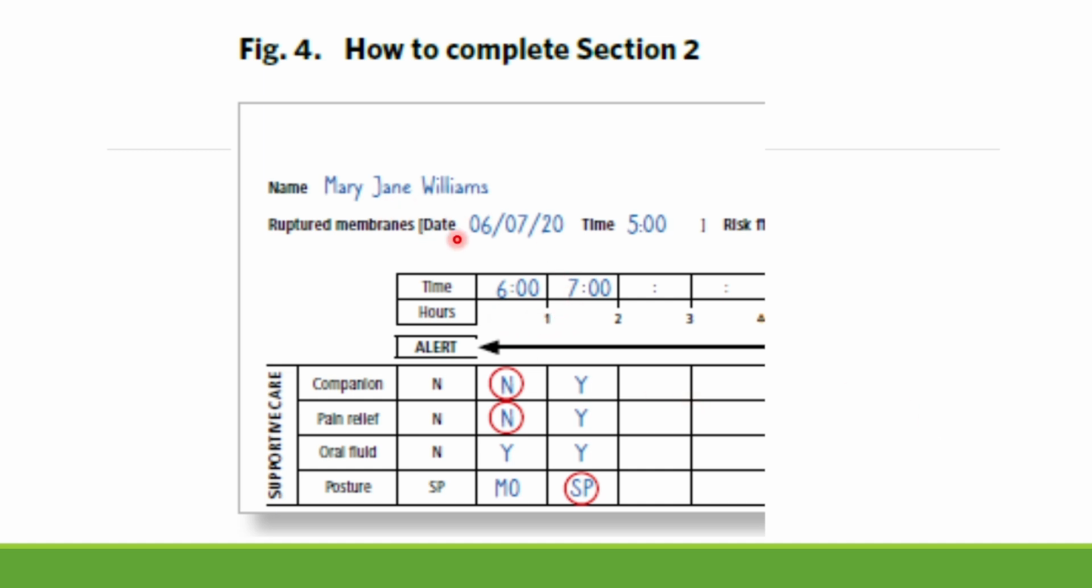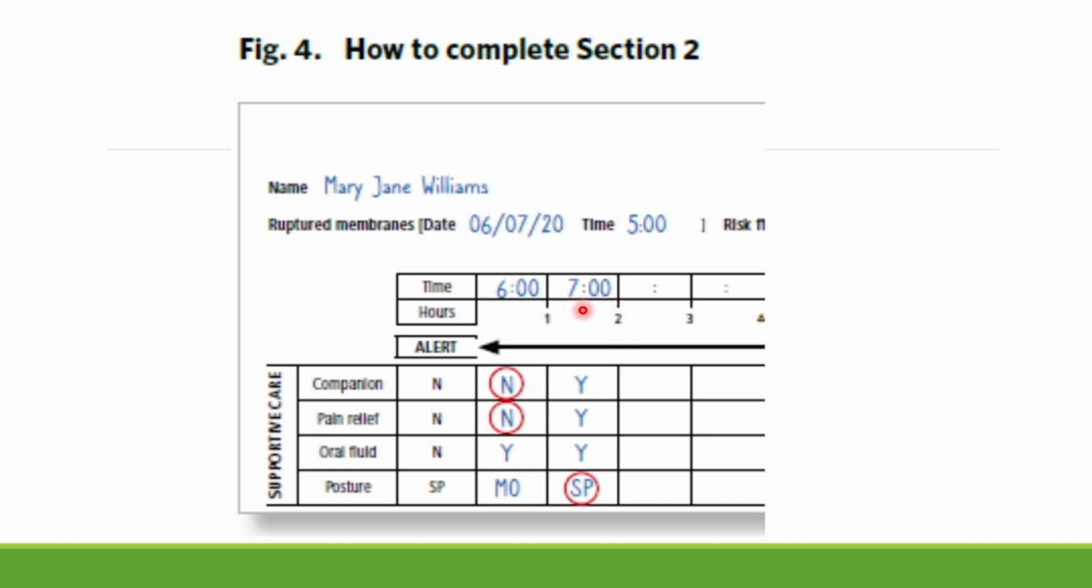Let's go to Mary again, who was admitted at 6. In the first hour of labor, there is no companionship, so we encircle with red. For pain relief, she is not taking any medication, so encircle with red. Oral fluid, yes, so this is normal. Posture, mobile, okay, this is satisfied.